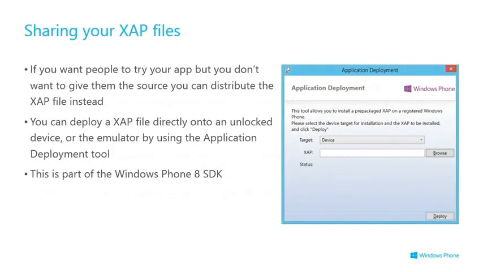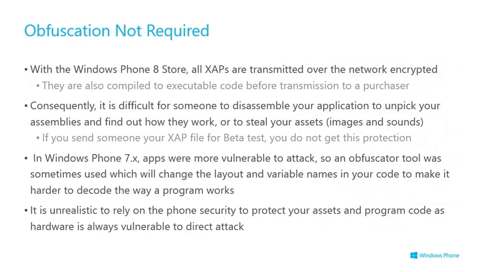Yeah, you can share your XAP files. I showed you this when I installed the Windows Phone Toolkit sample application. You can get your XAP file and send it to other developers saying, hey, can you try this out, please? So that can be installed directly onto a developer unlocked device or onto an emulator by using this application deployment tool, which you get as part of the Windows Phone 8 SDK. So that's a good way of getting people to try it out and give you some feedback.